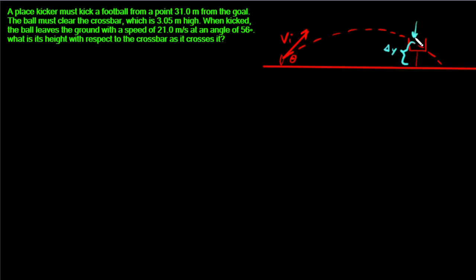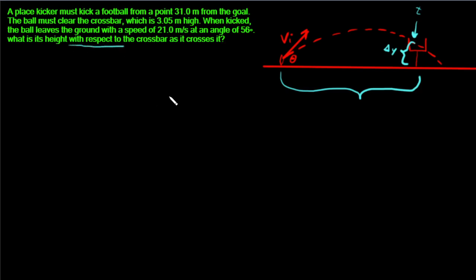And that point is not just a point in space, but it's also a point in time. And so we need to find that point. We need to find how much time goes by in order for it to travel this distance. And once we find the time that it takes to travel that far, then we'll use that time value to calculate delta y, or the height. And then we'll subtract 3.05 for the crossbar to see how much higher it is above or below the crossbar, because it wants to know its height with respect to the crossbar.